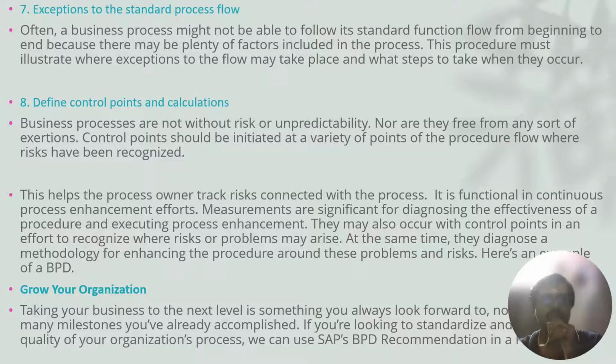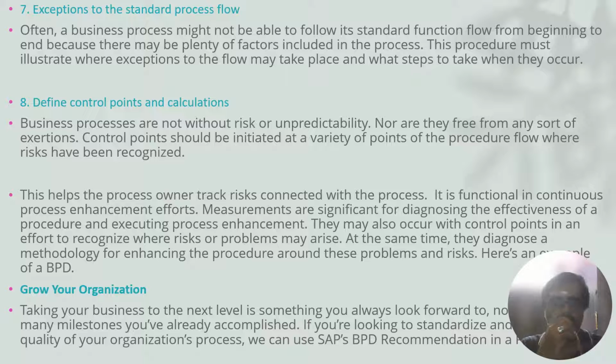Okay, so we are talking about the functional aspect, or the exceptions to the standard process flows. So we need to know about the importance of documenting the business process flows. This procedure must illustrate where the exception to the business flow takes place and what steps to take if they are implemented, or if they are expected to be implemented, right? So that is a functional aspect.